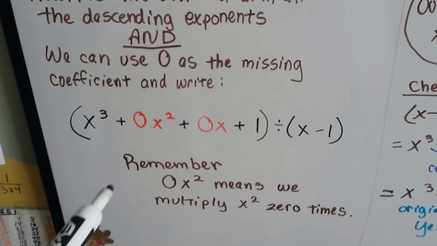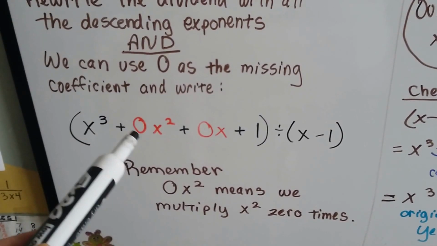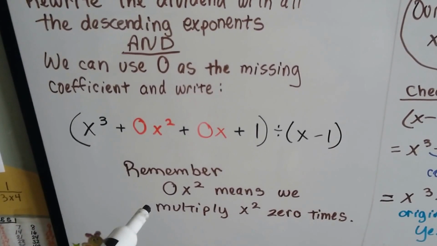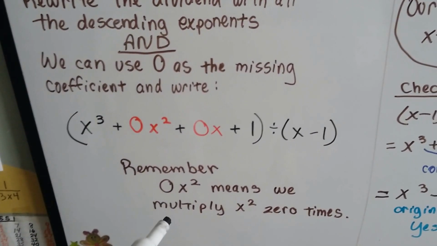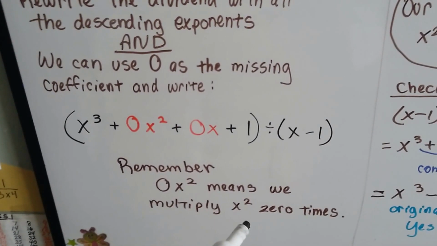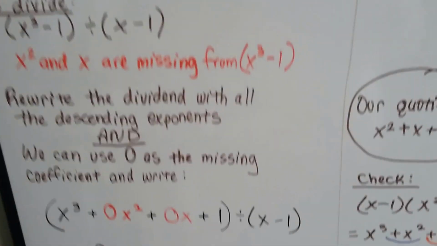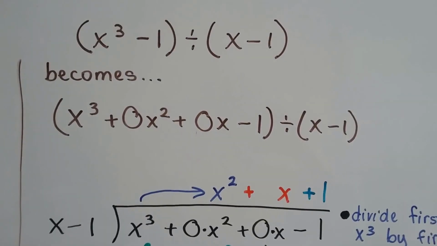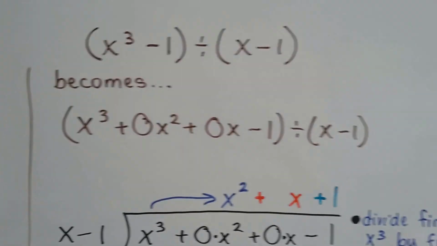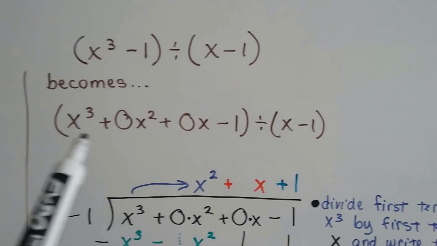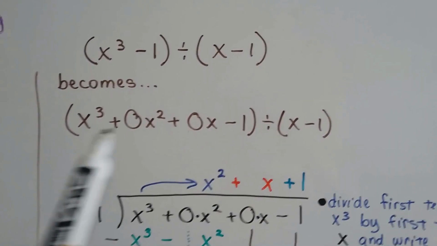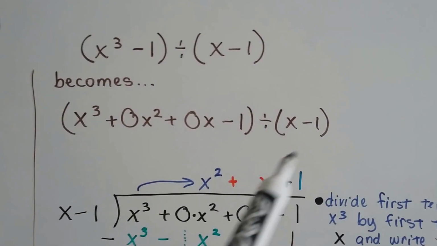So just remember, when you see x with a 0 as a coefficient, 0x squared means we multiply x squared 0 times. All right? Okay, so let's take a look at this problem, this x to the third minus 1 divided by x minus 1. We saw that it became this. So this is our dividend now, and that's our divisor.